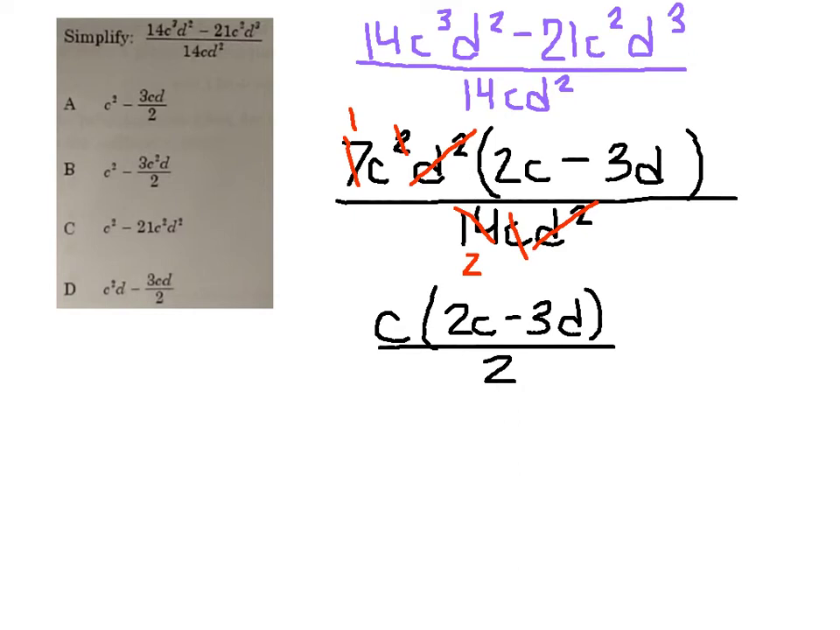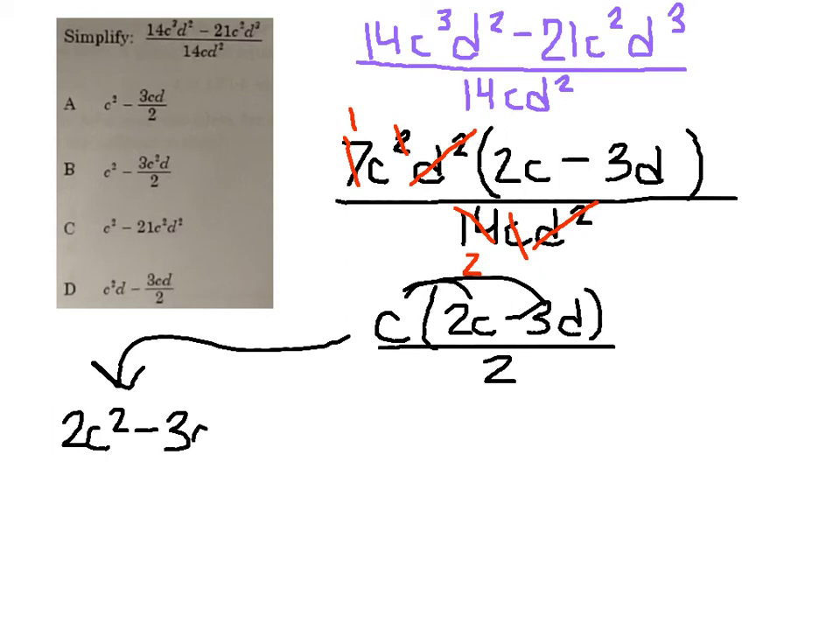Now, according to most math teachers, including myself, this would be the final answer. But on the EOC, when it comes to problems like this, you're going to have multiple choice. So looking at multiple choice, there's really nothing that looks like what we have here. So notice here, one of the things that they have is parentheses. We do not have parentheses here. So in order to get this answer to look like one of these answers, let's go ahead and distribute that C. I'm going to go ahead and finish writing the problem down here. That is going to be 2C squared minus 3CD all over 2.